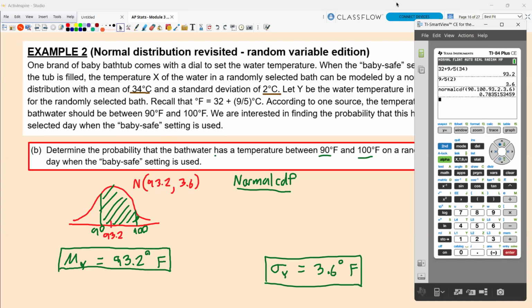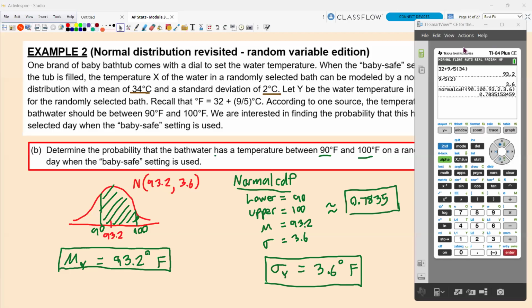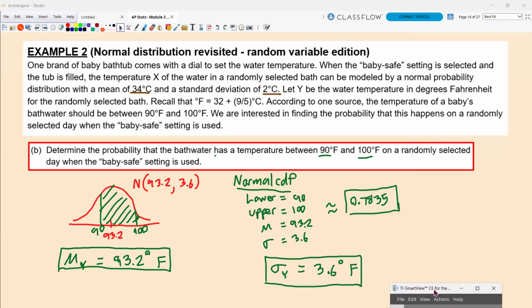Now let's make sure we write all this out. The probability that the bath water is going to be between 90 degrees and 100 degrees Fahrenheit on a randomly selected day when the baby safe setting is used is about 0.7835 or 78.35%.